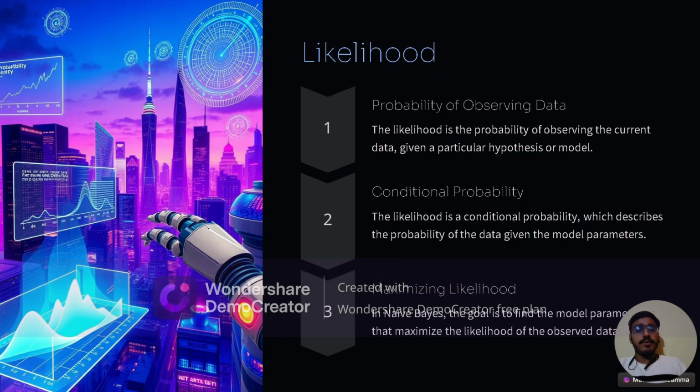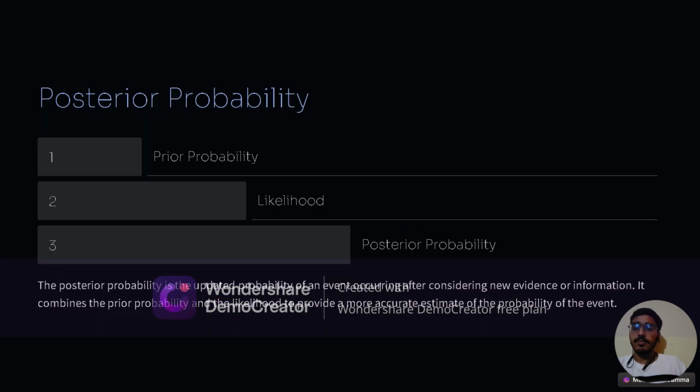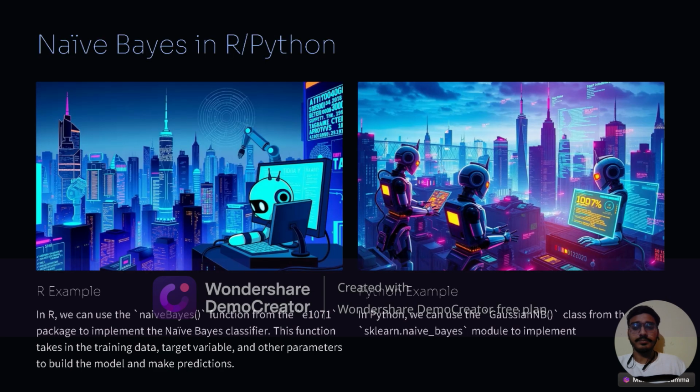Likelihood: first is probability of observing data, second is conditional probability, third is maximum likelihood. Posterior probability. It shows a bar chart of prior probability, likelihood, and posterior probability. The posterior probability is the updated probability of an event occurring after considering new evidence or information. It combines the prior probability and likelihood to provide a more accurate estimate of the probability of an event.